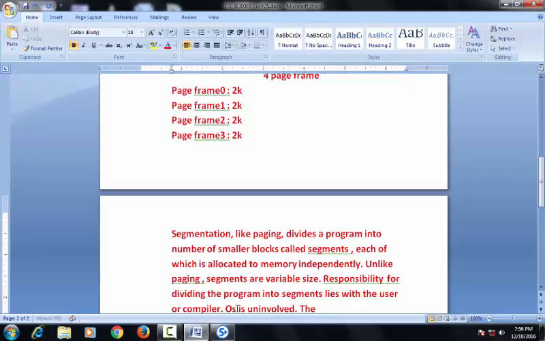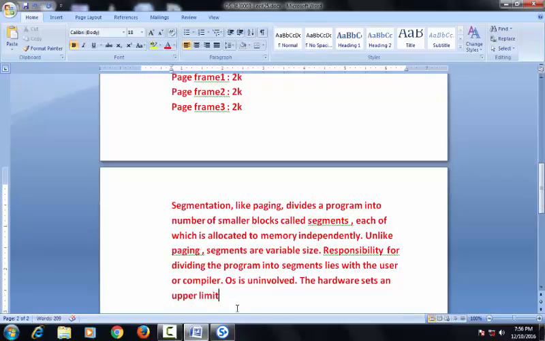Now the hardware sets an upper limit on the size of any segment. The size of a segment will be decided by the hardware.